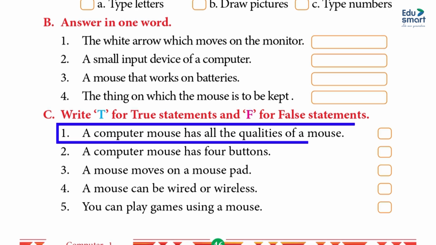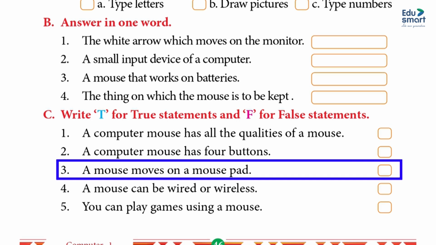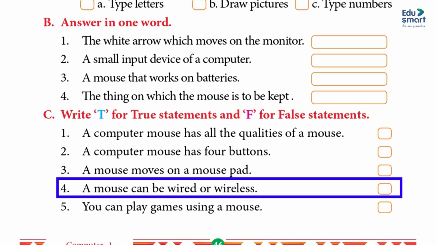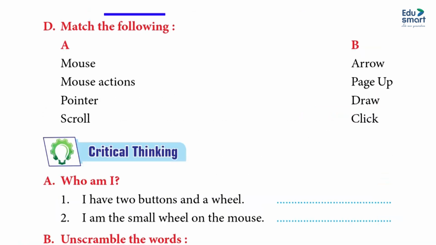C. Write T for true statements and F for false statements. 1. A computer mouse has all the qualities of a mouse. Answer false. 2. A computer mouse has 4 buttons. Answer false. 3. A mouse moves on a mouse pad. Answer true. 4. A mouse can be wired or wireless. Answer true. 5. You can play games using a mouse. Answer true.